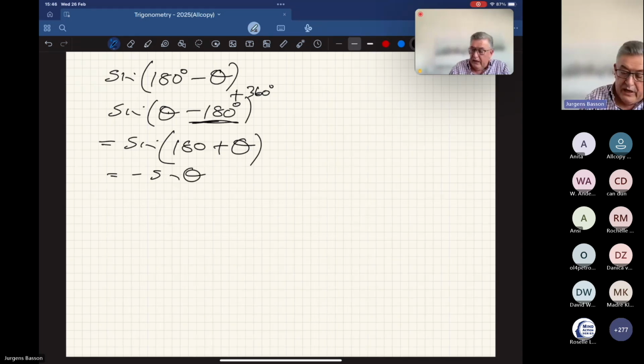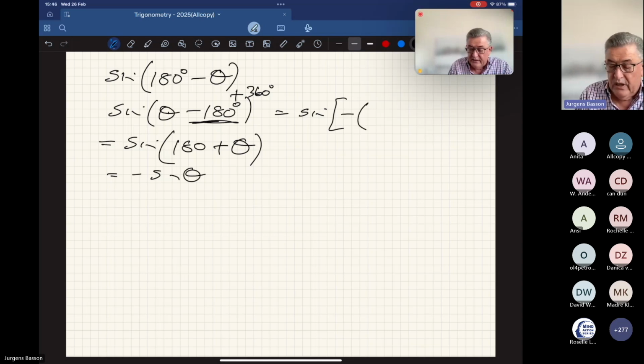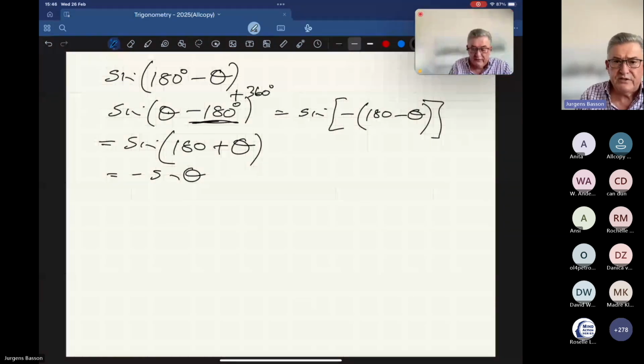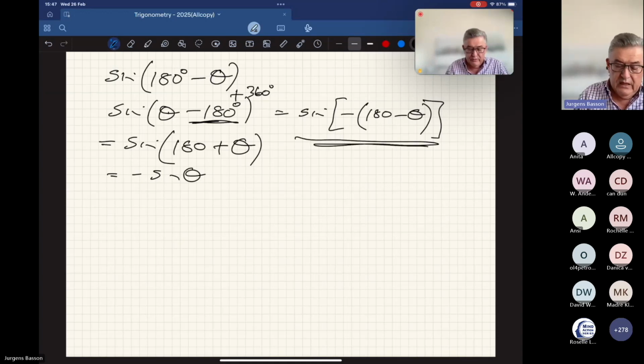And I prefer to show learners this. If they change these two around, you are aware that we can also do a sign change, so a negative outside, and we take out the negative from theta minus 180. And now you can see that it is a sine of a negative angle, and that gives you a negative sine of 180 minus theta, which is negative sine theta. So that is also an option. That is the algebraic route. And then, of course, you can use negative angles.